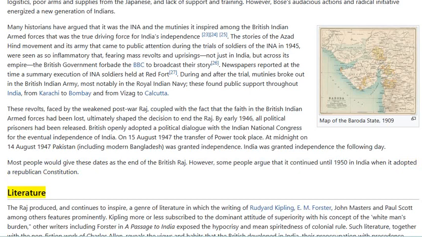Literature. The Raj produced and continues to inspire a genre of literature in which the writing of Rudyard Kipling, E. M. Forster, John Masters, and Paul Scott, among others, features prominently. Kipling more or less subscribed to the dominant attitude of superiority with his concept of the white man's burden. Other writers, including Forster in A Passage to India, exposed the hypocrisy and mean-spiritedness of colonial rule.